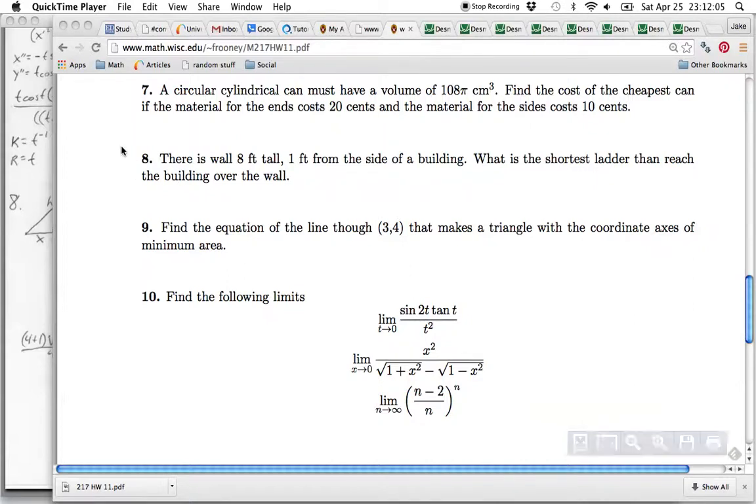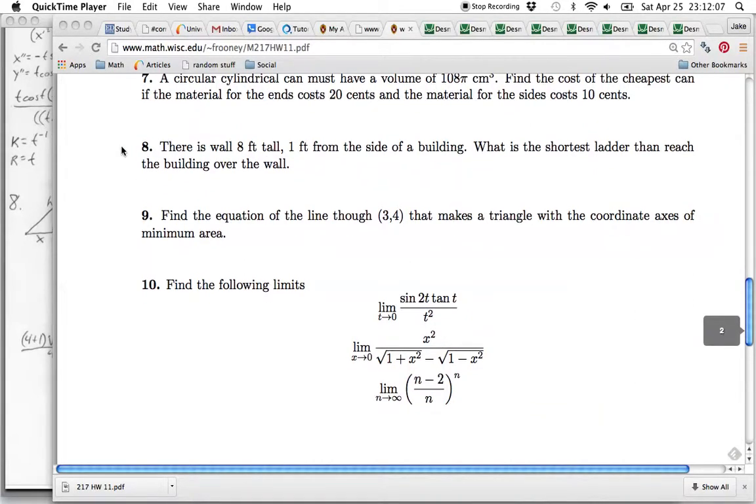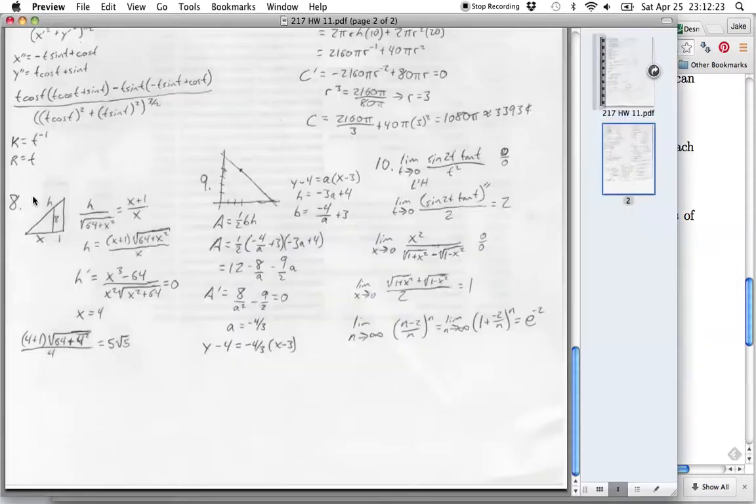Alright, we're going to go ahead and look at numbers 8 and 9 now. Number 8 says there is a wall 8 foot tall, 1 foot from the side of a building. What is the shortest ladder that can reach the building over the wall? Okay, so let's look at this picture.